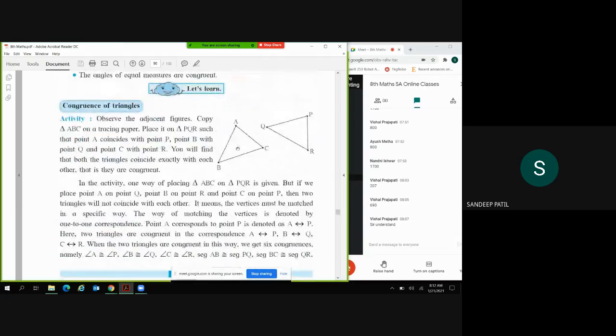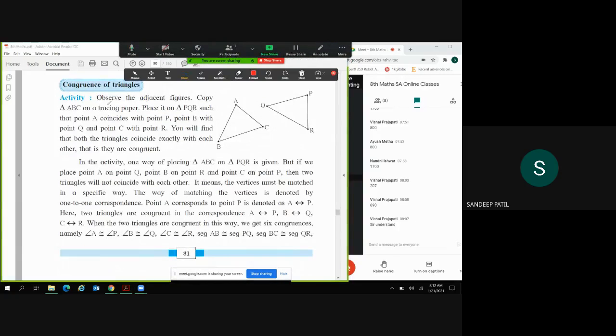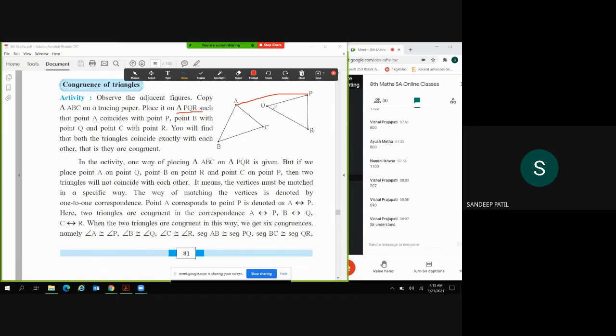So let's learn. यहाँ देखिए, congruence of triangles, right? Activity. Observe the adjacent figures. Okay. Copy triangle है, ये दोनों हम देख सकते हैं. Copy triangle ABC on tracing paper. Place it on triangle PQR. So ये भी एंगल बना के हम पेपर पे देख सकते हैं. सो यहाँ क्या करना है? पॉइंट ए कोइंसाइड्स विद पॉइंट पी. ओके, और ये यहाँ रखेंगे एक दूसरे को इस ट्रायंगल के ऊपर, और ये क्यू को बी के जगह रखेंगे और आर को सी के ऊपर रखेंगे.